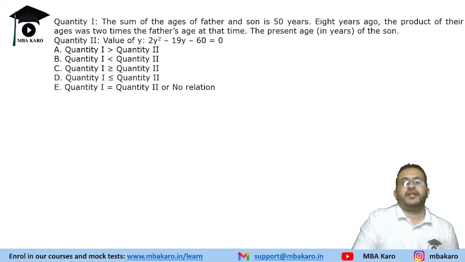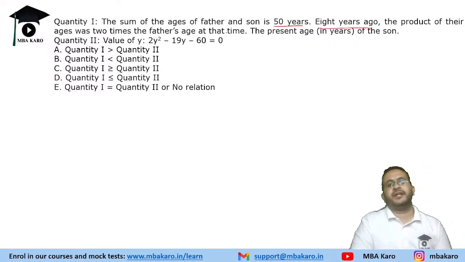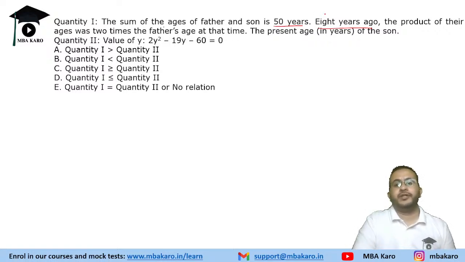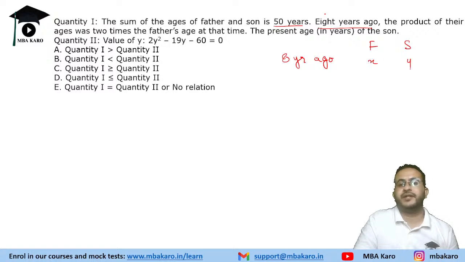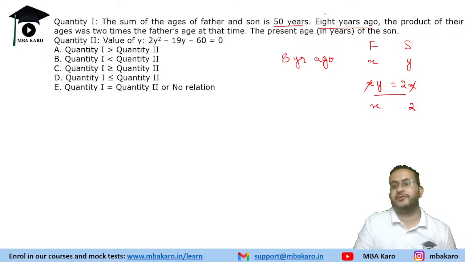So sum of ages of father and son is 50 years. 8 years ago, the product of their ages was 2 times the father age at that time. So let us go 8 years ago. The product of their ages was 2 times the father's age at that time. Okay. So when you say 8 years ago, father and son, right? So let us say father is x and son is y. So it is saying that xy is equal to 2 times the father's age. So that means y is equal to 2. Right? So 8 years ago, the son was y and father was x. Right? So today what will happen?